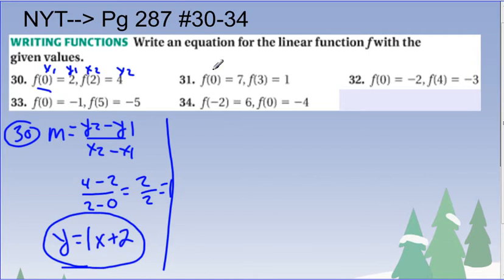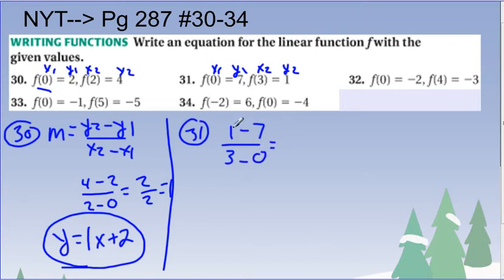Number 31. x1, y1, x2, y2. I'm going to skip this step. So y2 minus y1 over x2 minus x1 gives us a slope of 1 minus 7 is -6, 3 minus 0 is 3, which simplifies to -2. So we got slope. Intercept happens when the x value is 0, so the intercept is 7. So then the equation is y equals slope x plus intercept.